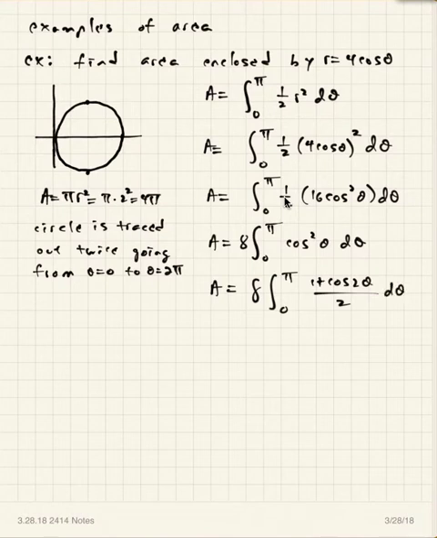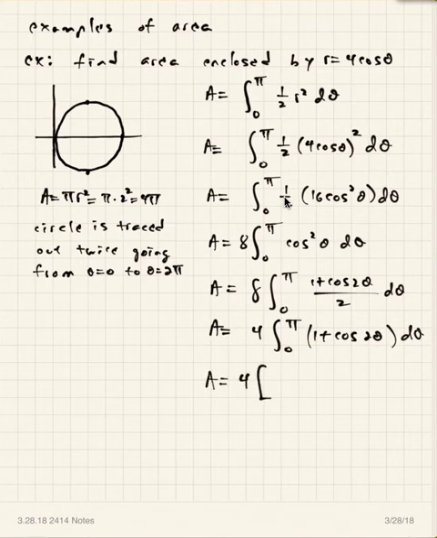d theta. So you take out the 1/2, and that gives me the area to be 4 times the integral from 0 to pi of 1 plus cosine of 2 theta d theta. Easy, easy integral. So you end up with the antiderivative being theta plus 1/2 sine of 2 theta, and that would go from 0 to pi.